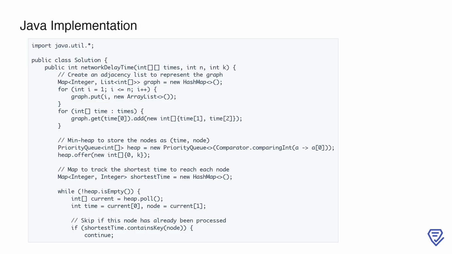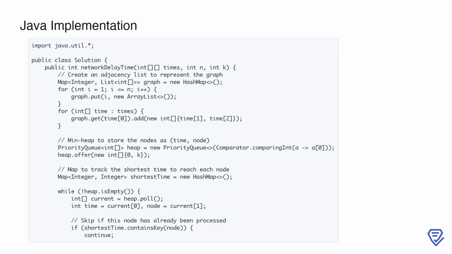Next, we set up a priority queue, or min heap, to process nodes in order of their travel times. Each entry in the heap is a pair containing the current time and the node. Initially, we add the starting node k with a travel time of 0. To keep track of the shortest time to reach each node, we use another hash map called shortest time.